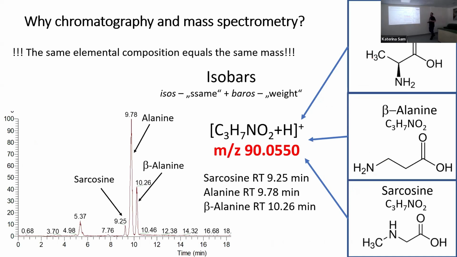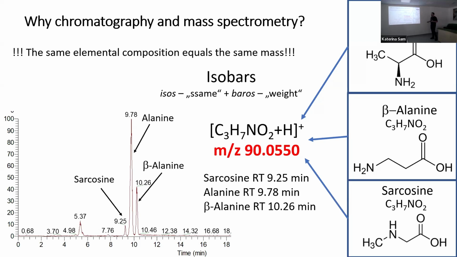Why do we use chromatography and mass spectrometry together? Because we have a lot of compounds with the same elemental composition, that means with the same mass. Here is the chromatogram. We have sarcosine, alanine, beta-alanine. These 3 metabolites have absolutely the same elemental composition, but absolutely different biochemical pathways. This is the reason why we need very nice separation.